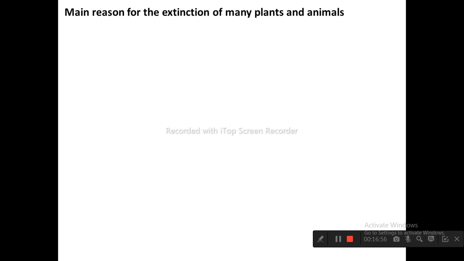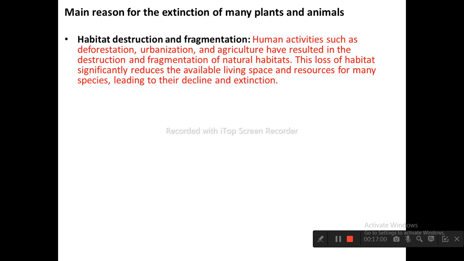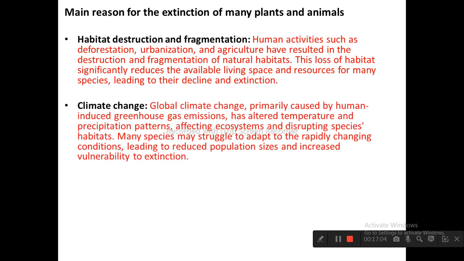So, main reasons for the extinction of many plants and animals. First one is the destruction of habitat and fragmentation, which is because of human activities such as deforestation, urbanization, and agriculture. Next one is climate change. Many species may struggle to adapt to the rapidly changing conditions, leading to reduced population size and increased vulnerability to extinction.